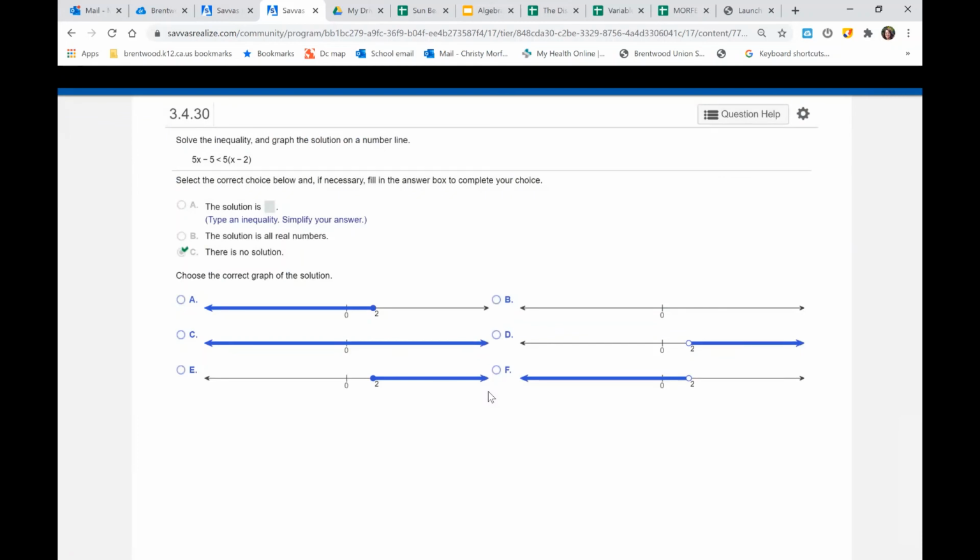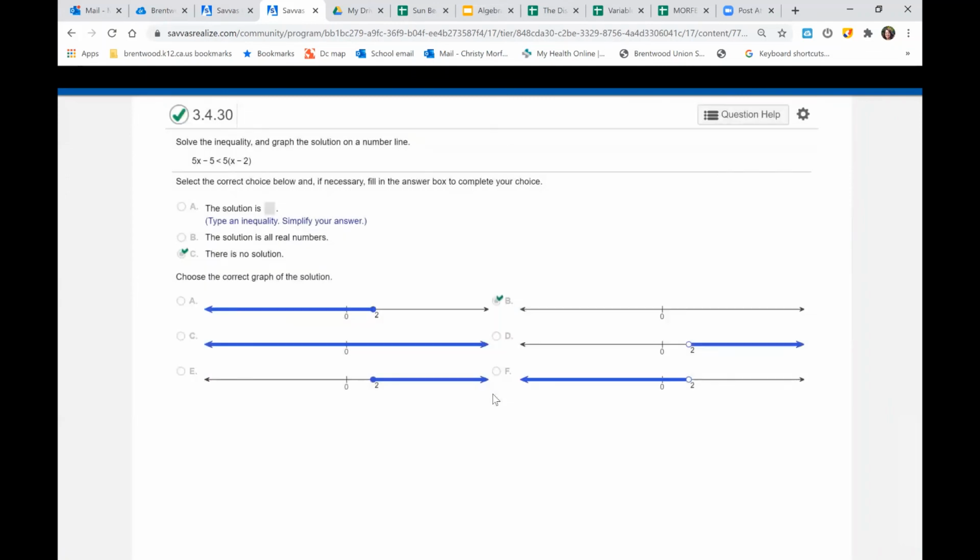And then it asks you to choose the correct graph. Well, I don't have any answers at all. So if you look at A, C, D, E, and F, those all have an answer graphed. B does not have an answer graphed because no number works. So I would pick B, and that is how you do it. So that's how you do your assignment.